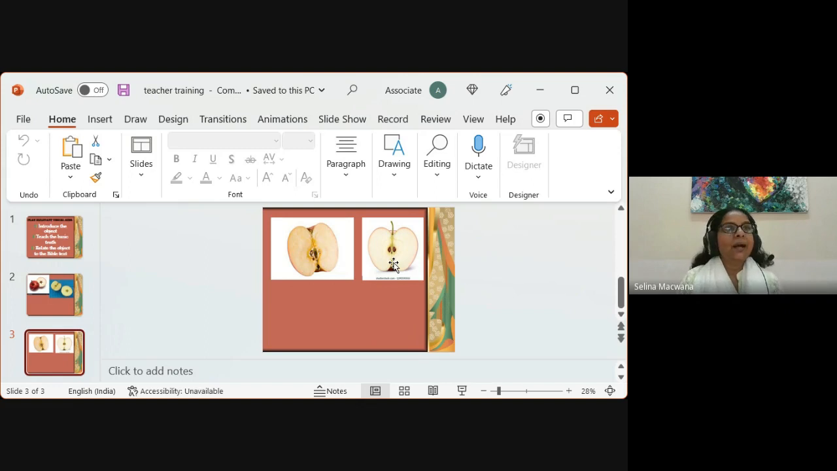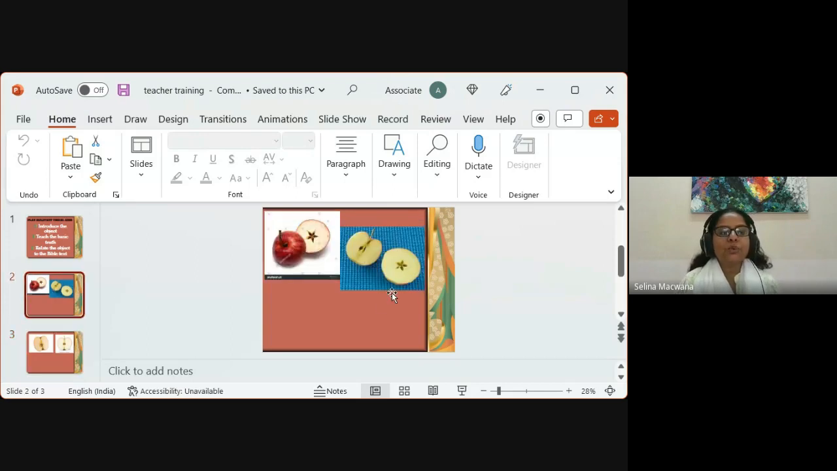Seeds, yes. We usually cut the apple right down like this, right? Through the center. Has anyone diced the apple in the center like this? Right through the center, in the middle like this? Have you diced it in the middle? No, if you dice it in the middle, this is what you will see.